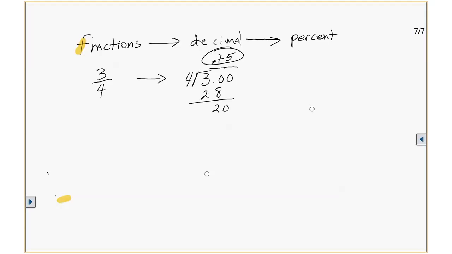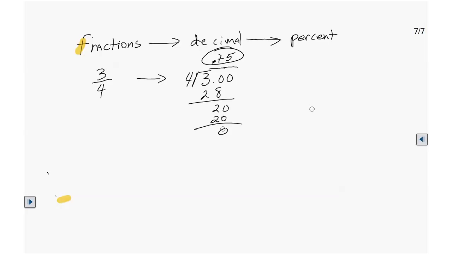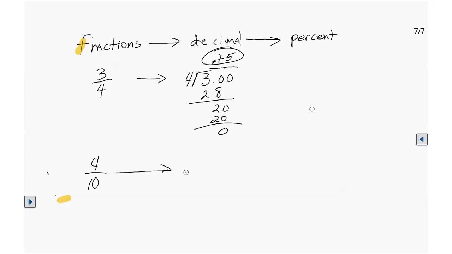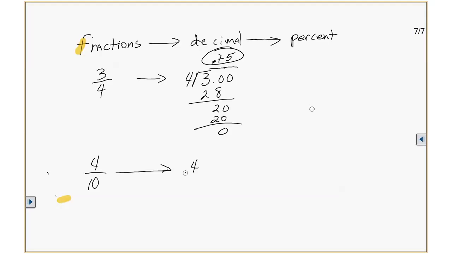So if you want to change a fraction into a decimal, you need to divide. Use long division, or what about this one? This one's easy. 4 over 10. Well, what is 4 over 10? 0.4. So some things you don't have to really think about. You just do it.